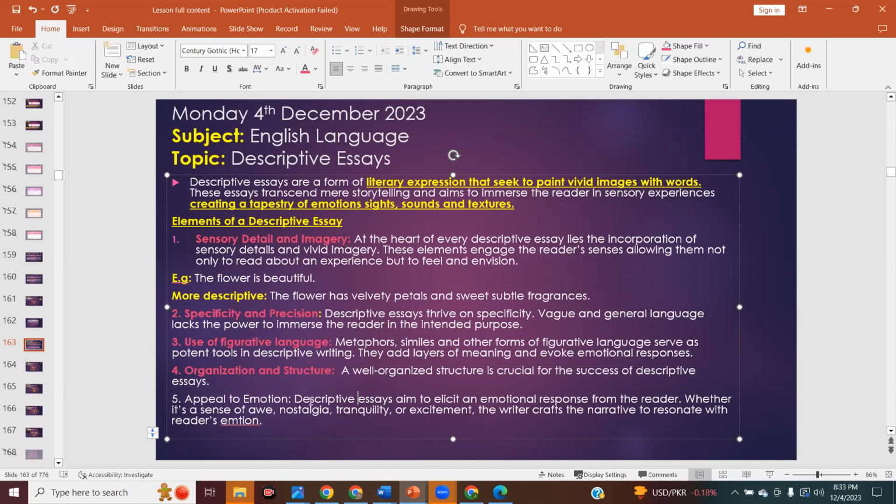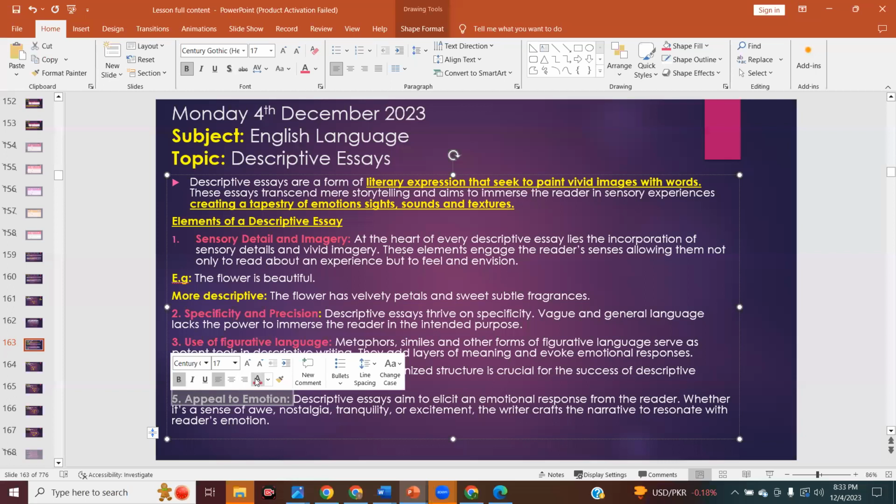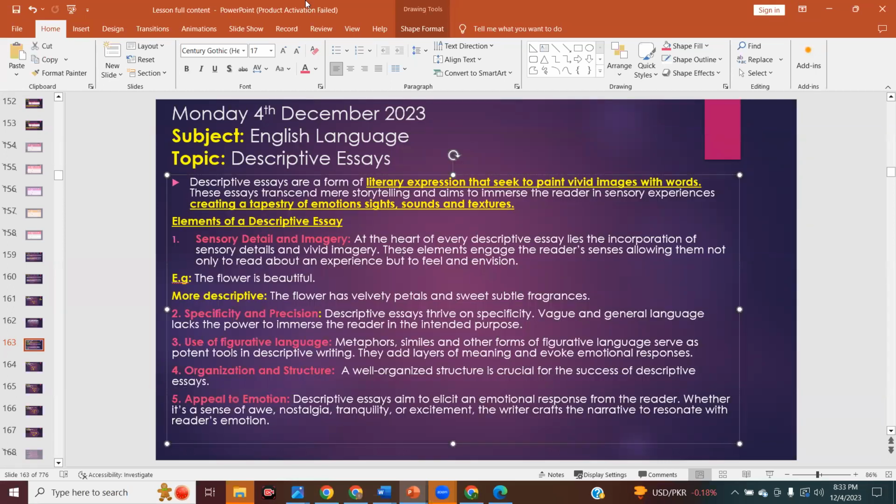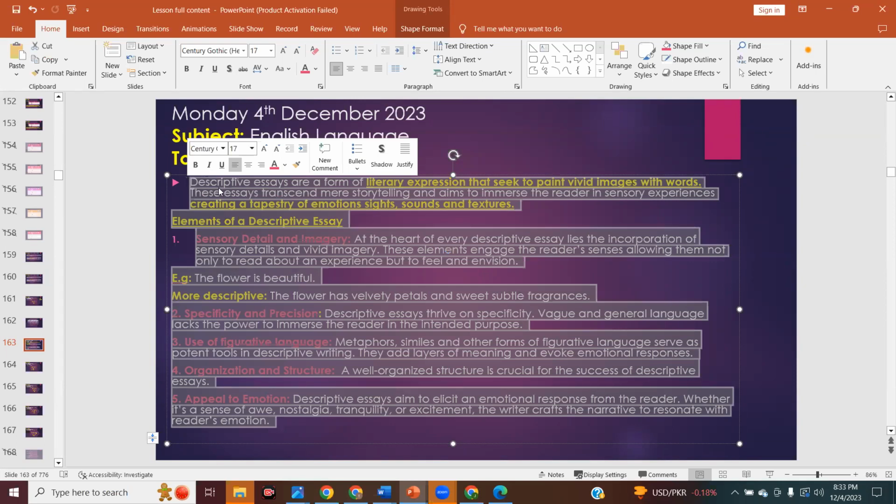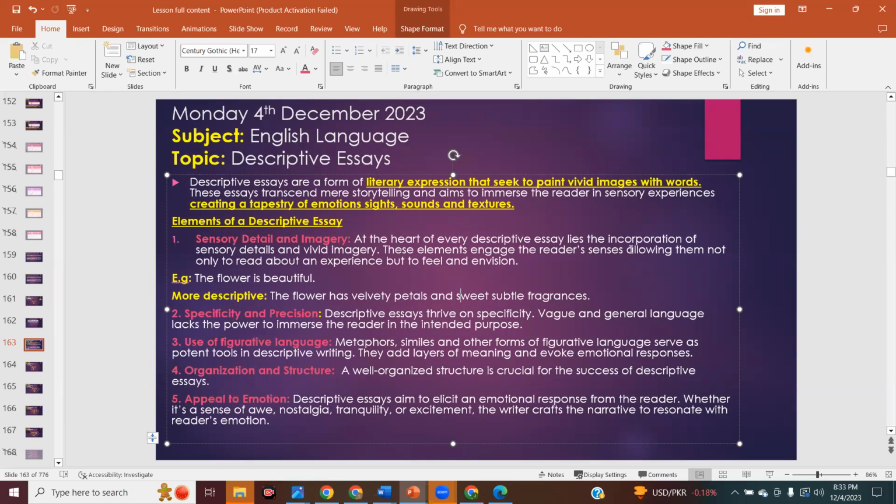All right, and so that's where we're going to end right there. So give me one element of a descriptive essay. Anyone can answer. Use of figurative language. Use of figurative language, very good. Anyone else? Sensory details and imagery. Sensory details and imagery, very good. Appeal to emotion, very good. Anyone else? Organization. Organization and structure, very good. Anyone else? Appeal to emotion, very good.